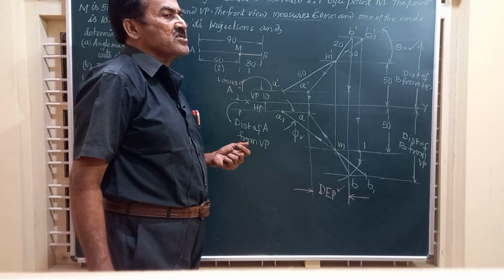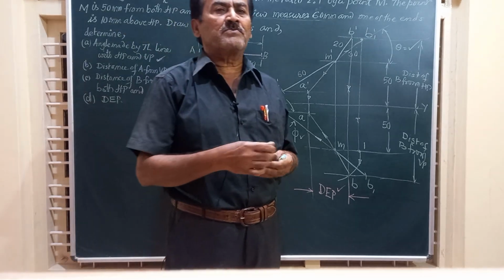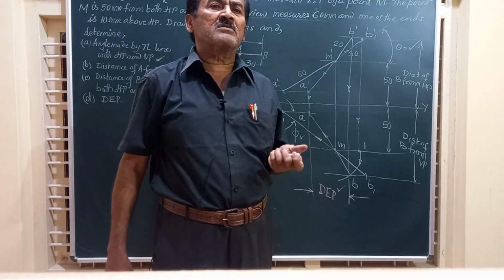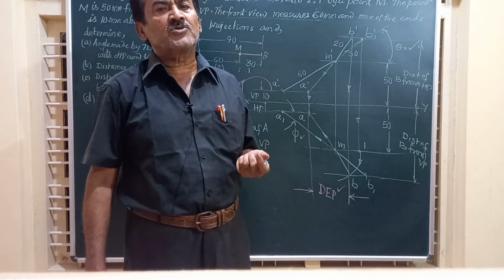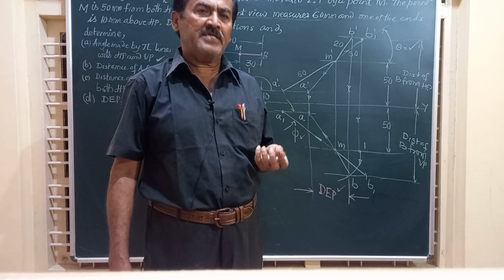Friends, this is how we work out the problem on projection of lines when the line is divided in the ratio 2:1 by a point M.